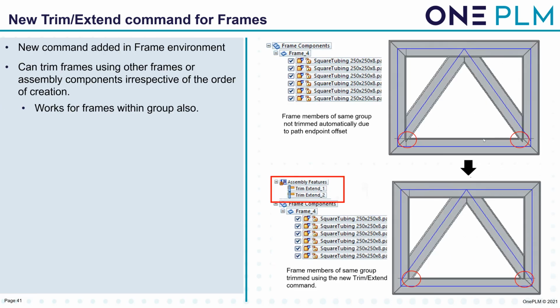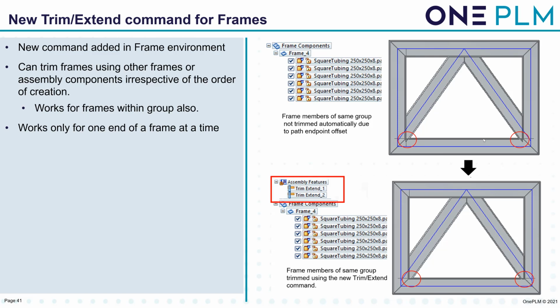We've got a new trim extend command for frames. So new command added. We can trim frames using other frames or assembly components irrespective of the order of creation. Previously, if you were trying to trim a frame that you created later on, you wouldn't be able to trim to that frame. You'd hover over it, and you would not be able to select it. It works from frames within the group also. It works only from one end of the frame at a time.